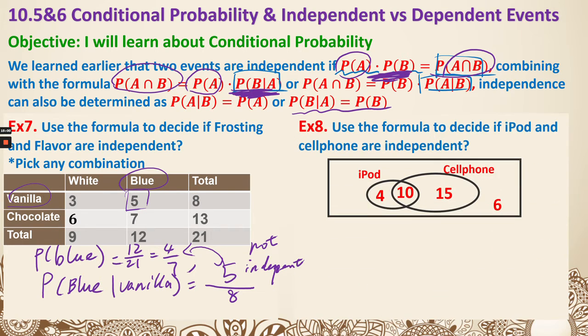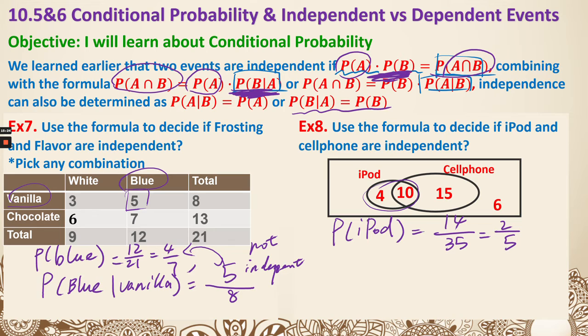Next, now we have a Venn diagram. Use the formula to decide if iPod and cell phone are independent. So this time, we can calculate the iPod just by the iPod without any precondition. So we have 14 iPods out of a total of 35. That simplifies to 2/5.